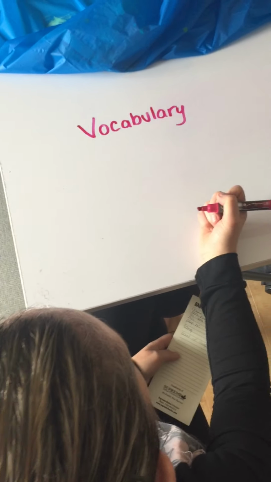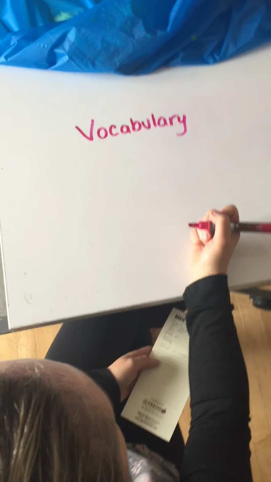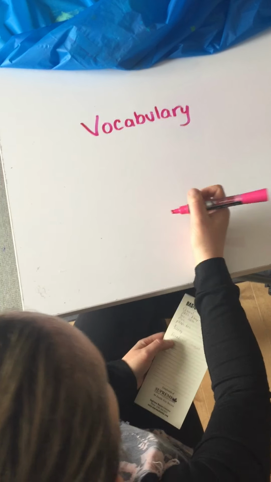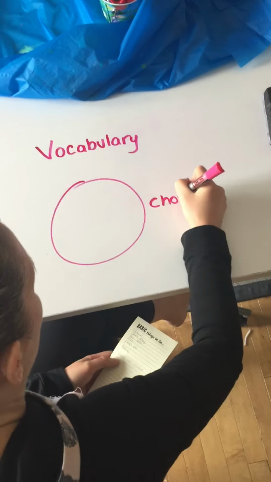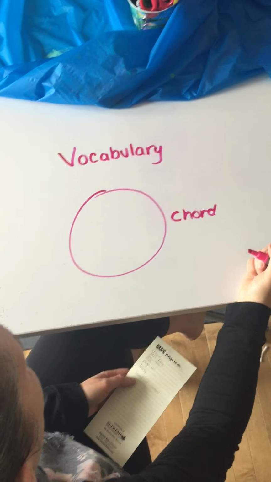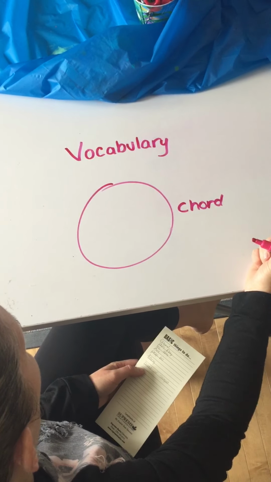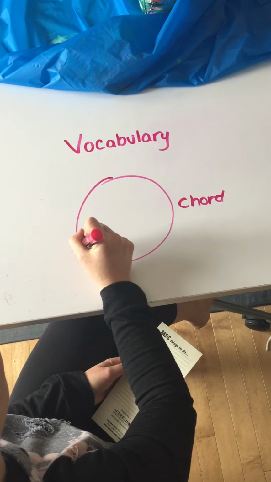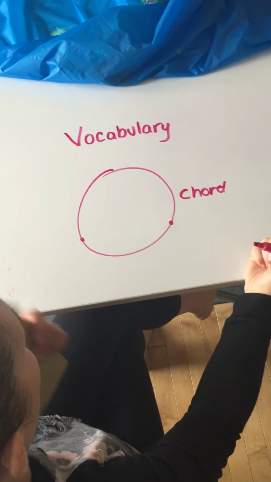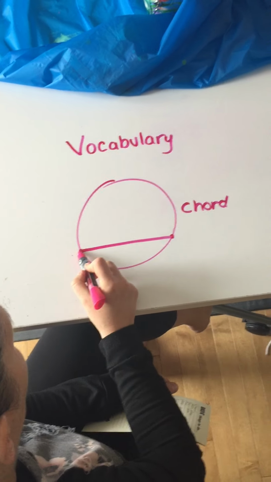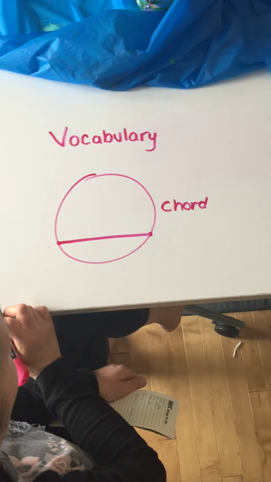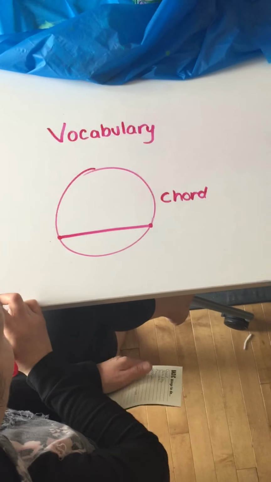All right, I'm going to talk to you about the essential vocabulary that you need to know for circle geometry. The first one is the word chord. A chord is any line that goes through a circle and its ends are on the circumference of the circle. So a line where the ends are on the circle, that would be a chord.